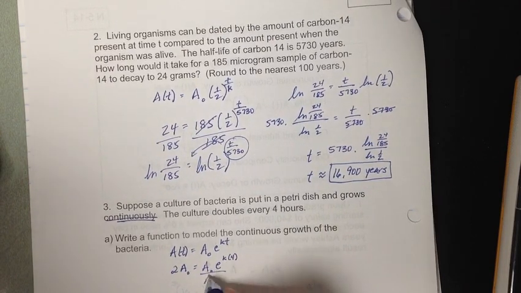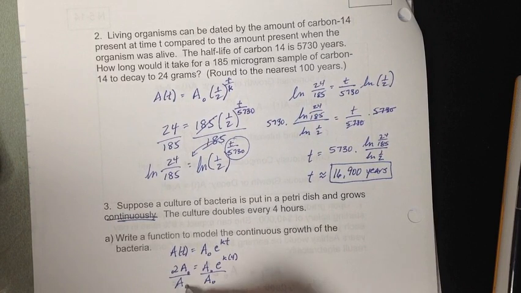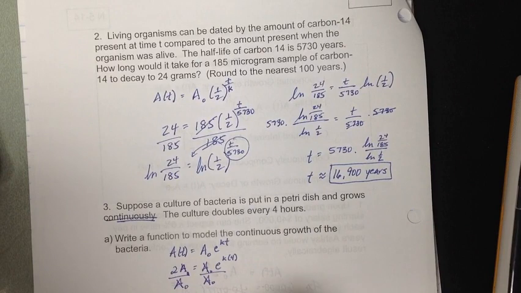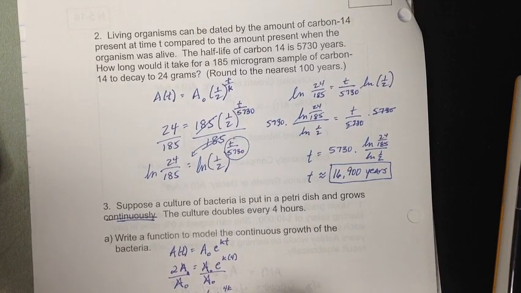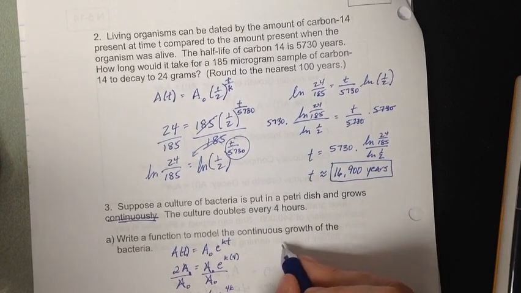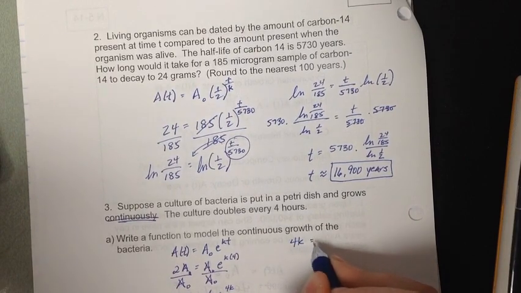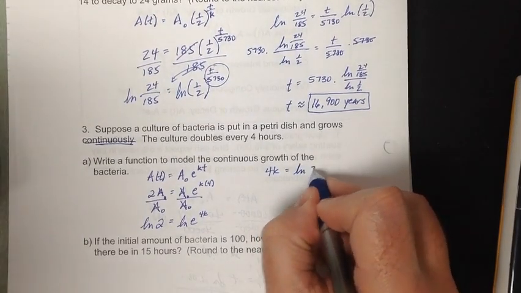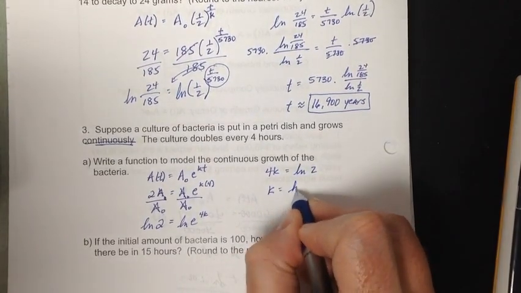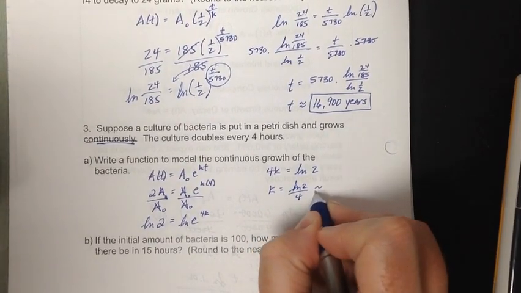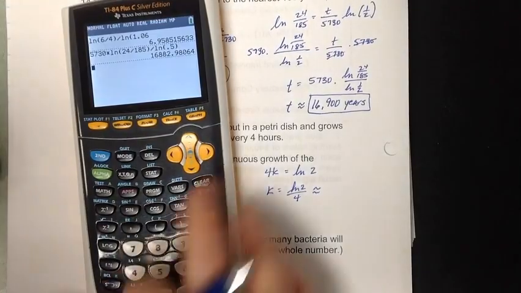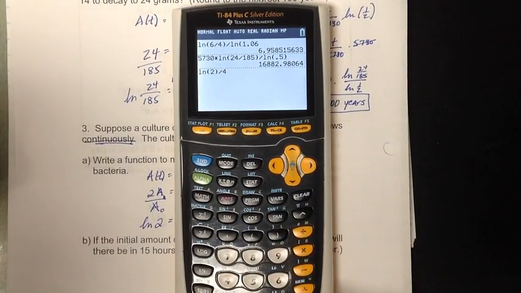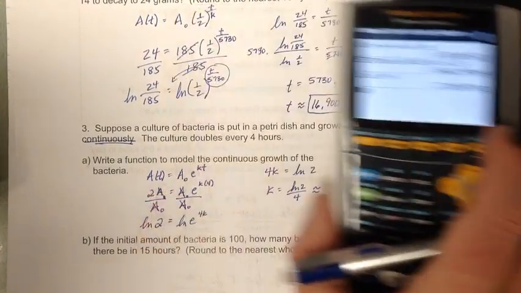So if I divide both sides by a sub 0, my a sub 0s will all cancel out. I've got 2 equals e to the 4k. Do natural log of both sides. And I've got 4k equals natural log 2. And k equals natural log 2 divided by 4. So in my calculator, natural log 2, close my parentheses, divided by 4 is 0.1733.